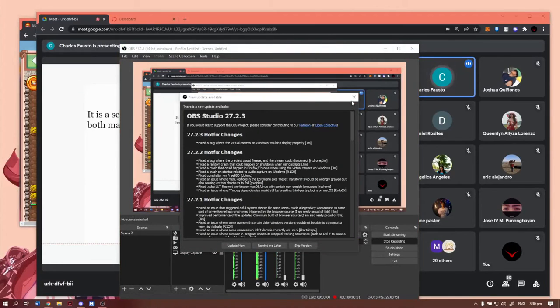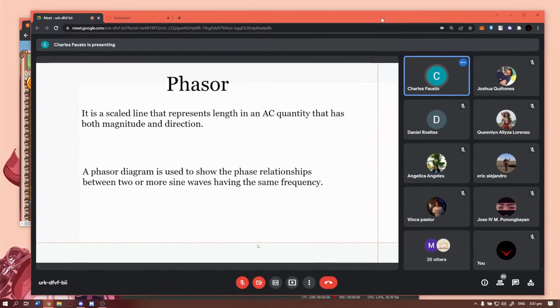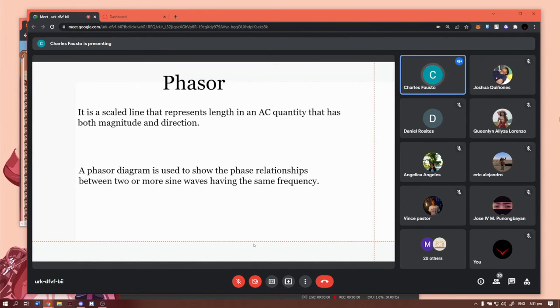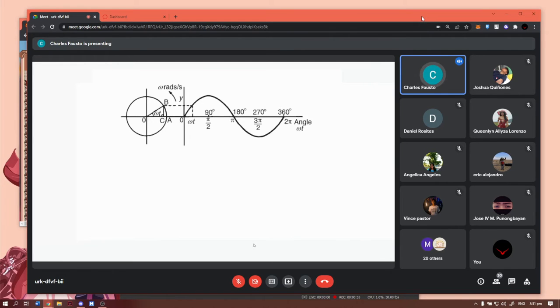quantity, no? Both magnitude and direction. So, a phasor diagram is used to show the phase relationships between two or more sine waves having the same frequency. No? So, ito yung diagram na pinapakita yung relationships ng dalawa or higit pa na sine waves na mayroong pare-parehas na frequency. Okay, so makikita natin sa diagram.